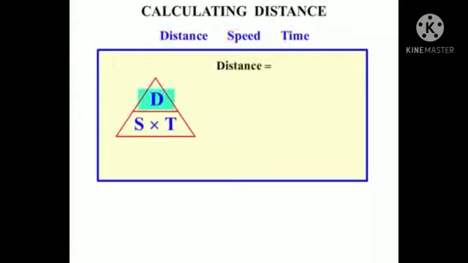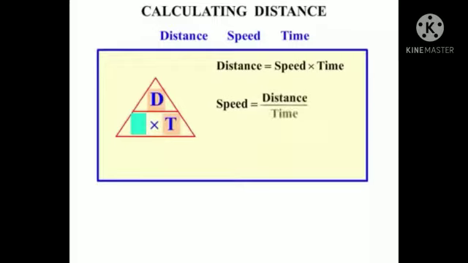Here, D stands for distance. Therefore, cover the D up. What do we get? We get S into T. Therefore, distance is equal to speed into time. Now, S stands for speed. So, cover up S. And we see D over T, that is distance over time. Therefore, speed is equal to distance upon time.